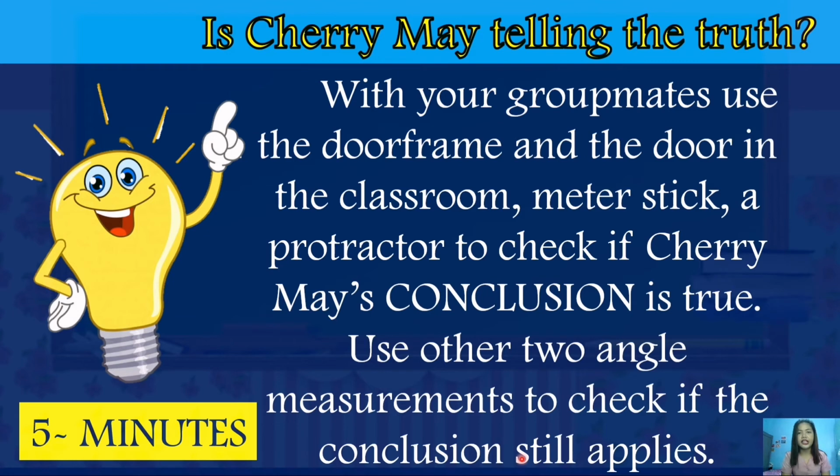So kung si Jeremy ang ginamit niyang angle measures ay 120 degrees doon sa widely open door and 60 degrees doon sa slightly closed door, this time you will make use of other angle measurements to check or verify if the conclusion of Jeremy still applies. So you have 5 minutes to do it. Make use of your paper and pen to make a sketch. Make use of meter stick in measuring the edges of the door and the door frame, and use a protractor in measuring the angle. So let's see.